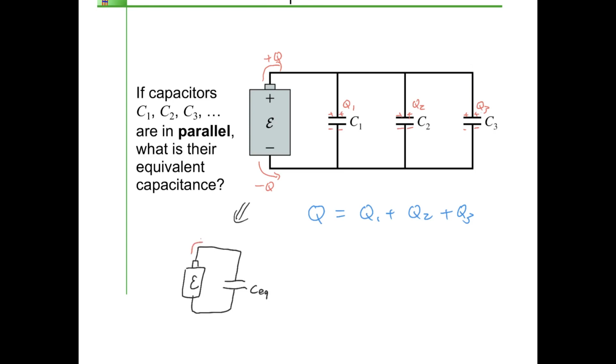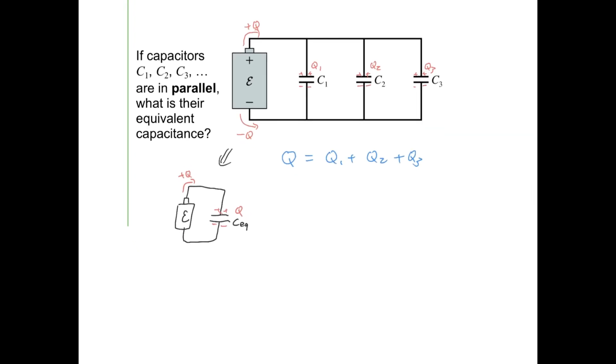And remember, the battery sent out plus Q, so positively and negatively charged Q is on here. So now for each of these capacitors, I'm going to use the equation C is equal to Q over V. That's our definition of capacitance. Or I can rewrite it as Q is equal to CV. So I can plug in for each of these. So Q is going to be equal to C equivalent times the battery voltage, which is E.